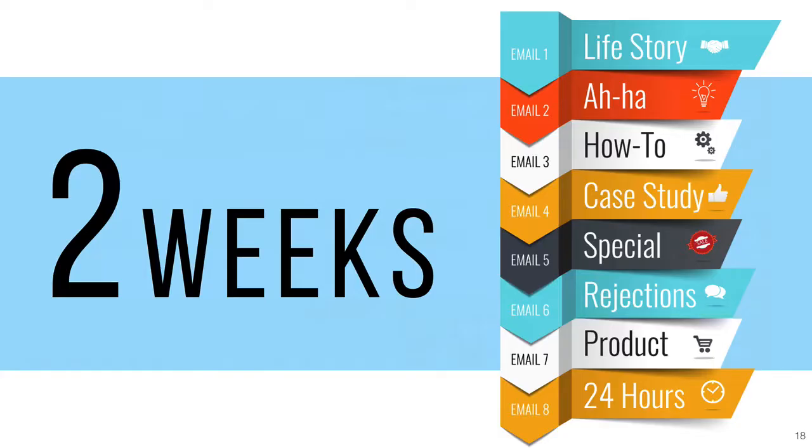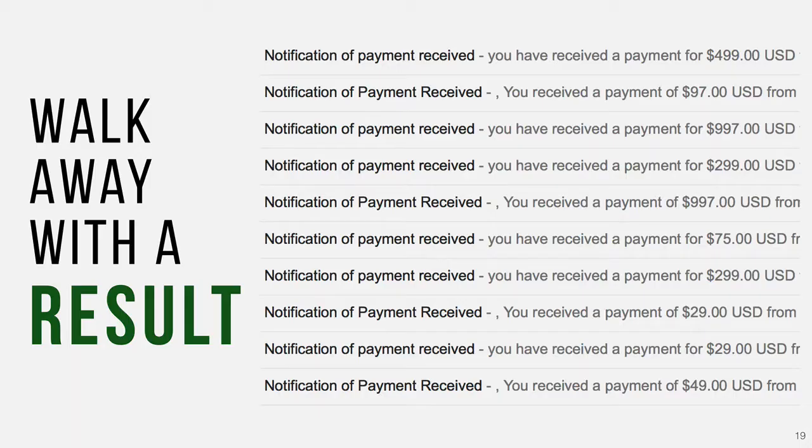And the end result, if you follow through with this presentation and actually do what I'm teaching you, is you will have a 2-week, 8-part email funnel. So 8 emails over 2 weeks designed to sell your products or services. And what I want you to do is go and write those emails so you can get a result like this. I want you to walk away, write the emails, set it up in your business, and start getting these automated sales coming through like I'm showing you here.